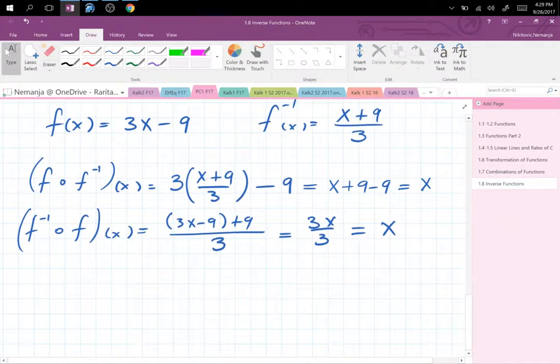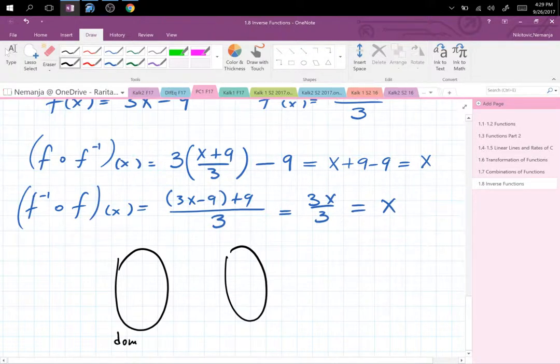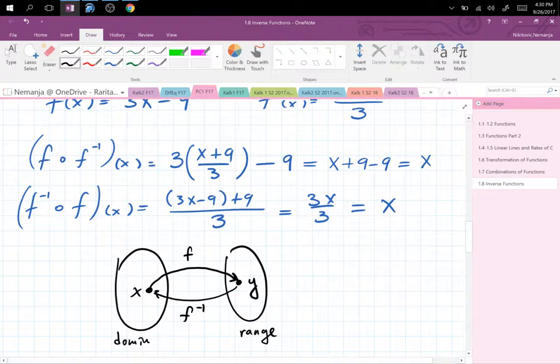If you are still struggling to understand what's going on, we can also draw some pretty pictures. We have our domain, which is input. We have a range, which is the output. And we have a member, x, and its image, y, in the range. The function f will change x into y, and the inverse function will go and bring it back to its original state. So that's the graphical representation of what's happening.